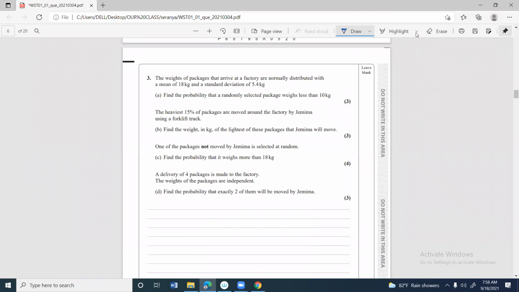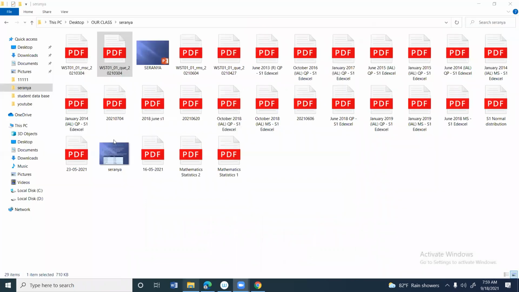Right. Then when we start with this question, we need the normal distribution table.